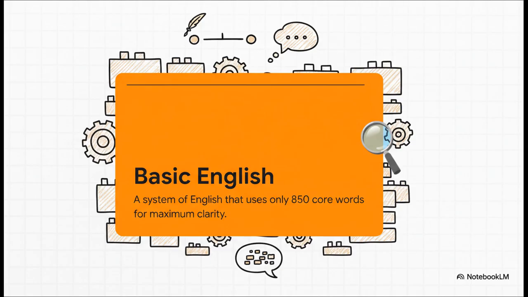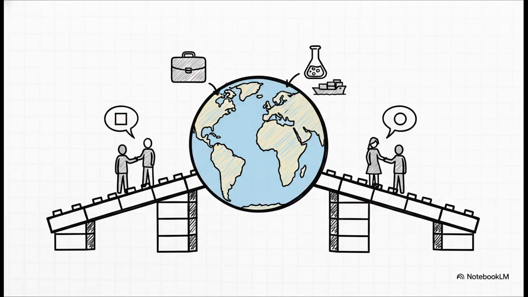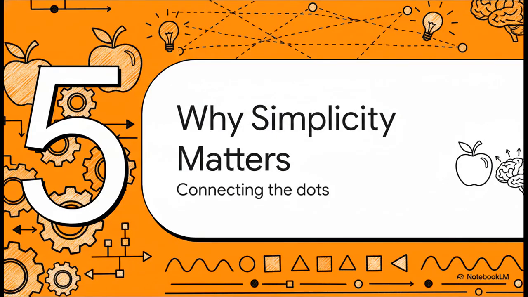And the whole system is built on this radical idea that you can say pretty much anything you need to say with a core vocabulary of just 850 words. And the whole philosophy behind it was honestly revolutionary for its time. The goal was to create a sort of second language for international business, for science, for trade. The idea was, hey, if we limit the vocabulary, we can get rid of misunderstandings and build a real global bridge for communication.